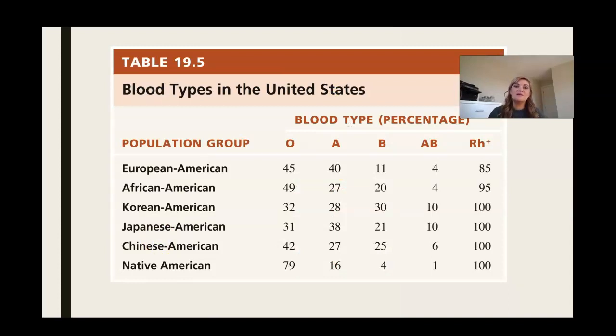So looking at popular groups and blood types that you will find normally in these different groups, you can go through and look at these different types. Actually, the most popular type of blood is going to be O positive, and the rarest type of blood is going to be AB negative.